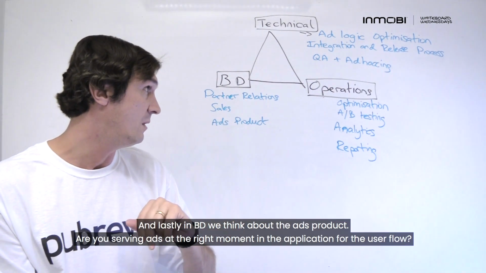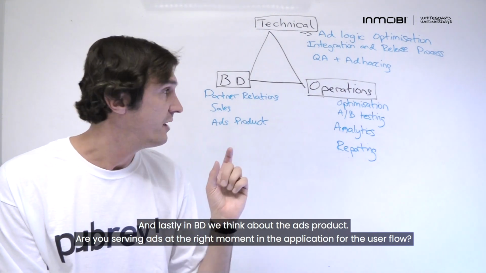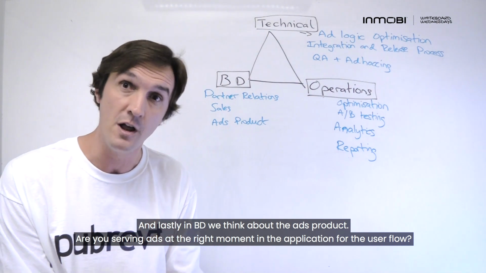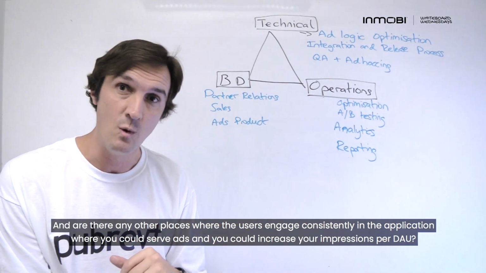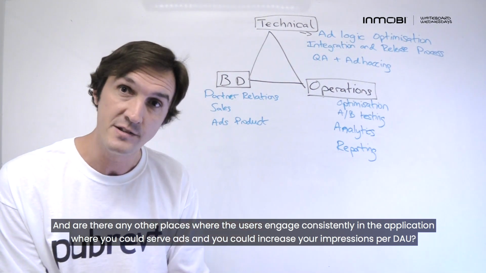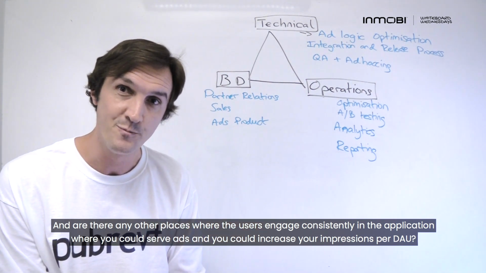And lastly, in BD, we think about the ads product. Are you serving ads at the right moment in the application for the user flow? And are there any other places where users engage consistently in the application where you could serve ads and increase your impressions per DAU?